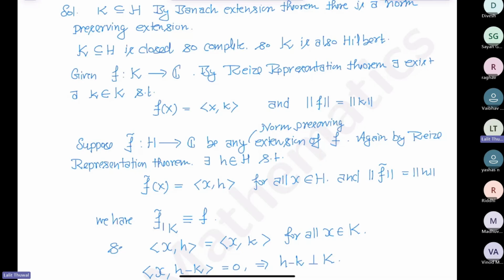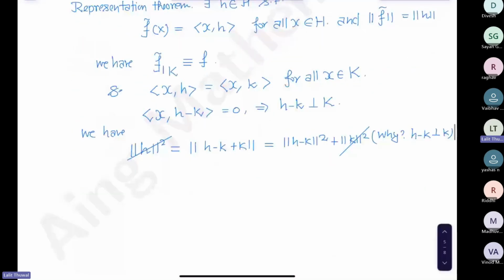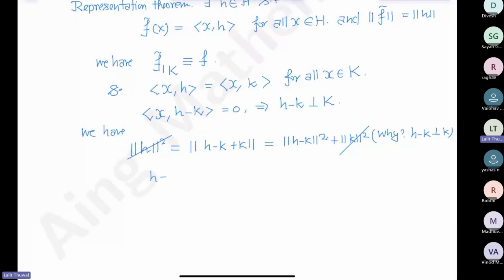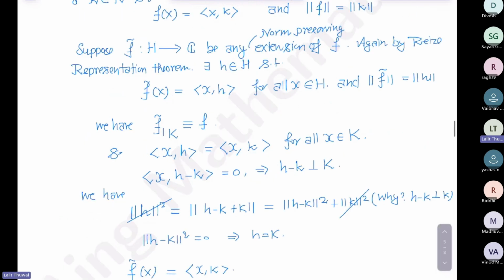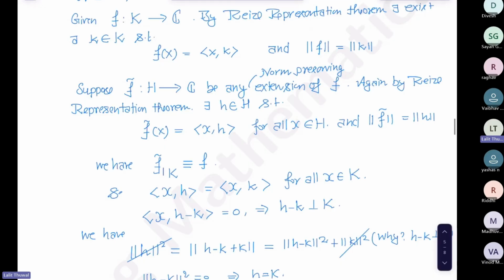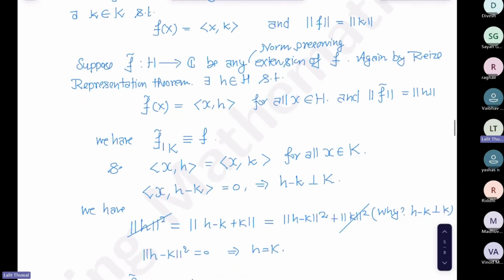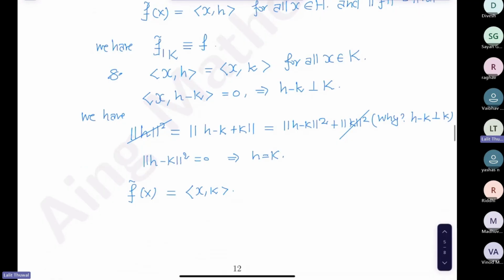There may be extensions which do not preserve norm. So yeah, we get that this is 0, this means h is equal to k. This means that any extension looks like this, okay? So it must be unique, okay? Right? Is it clear? I have taken any extension and shown that it is uniquely determined, okay?